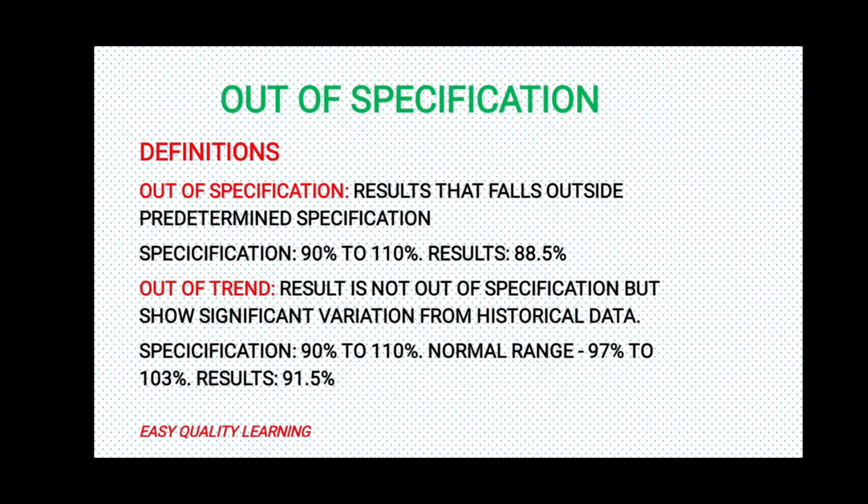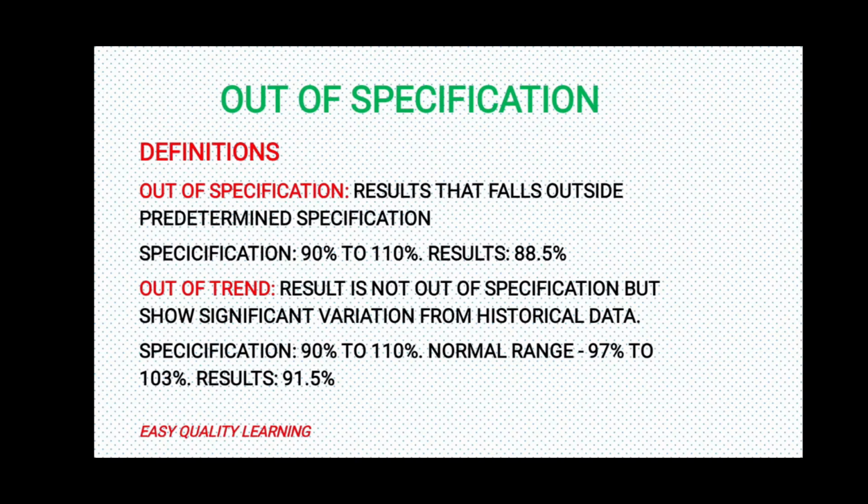Then let us understand the definitions. Out of specification: results that fall outside the predetermined specification. If you have a specification like 90 to 110% or 95 to 105%, and any result comes out of this limit, that is called out of specification. Let us suppose the specification limit is 90 to 110 and your result comes 88.5. So 88.5 is out of specification.